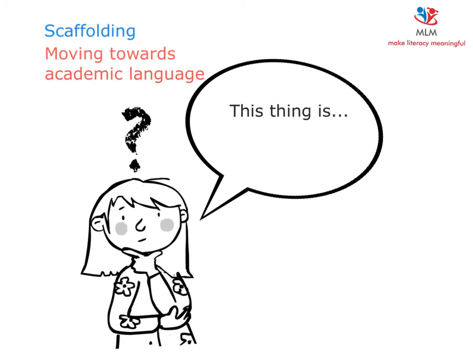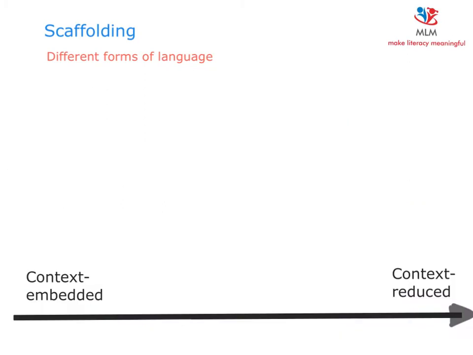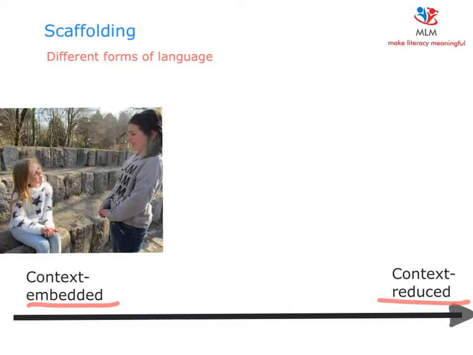Scaffolding, moving towards academic language. Depending on the situation, we use different forms of language. There is a difference between context-embedded and context-reduced language. Context-embedded language is a face-to-face conversation.